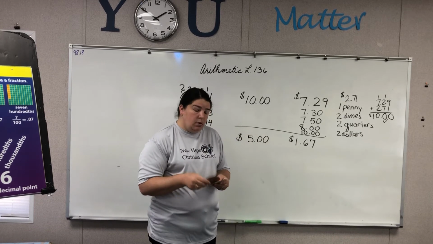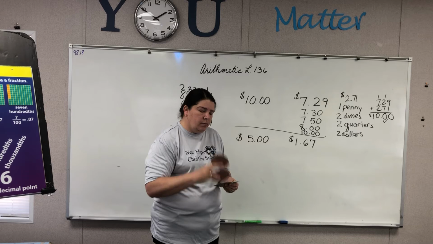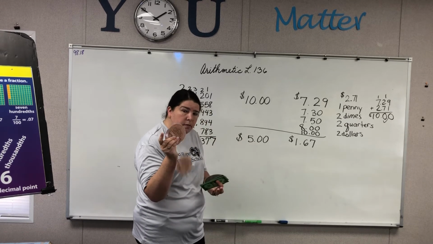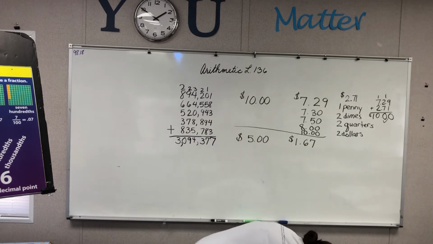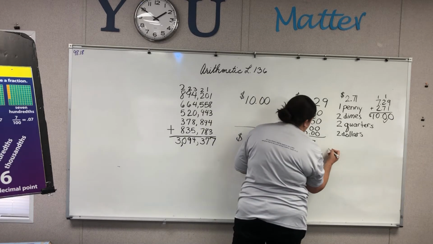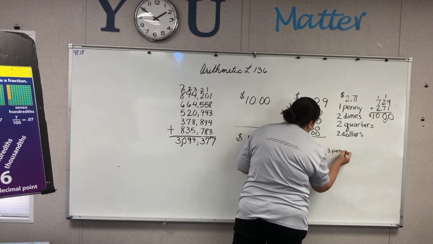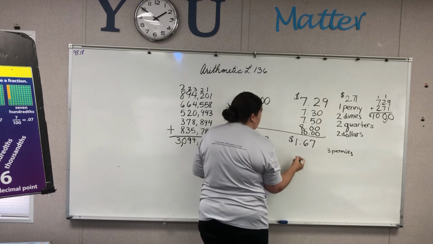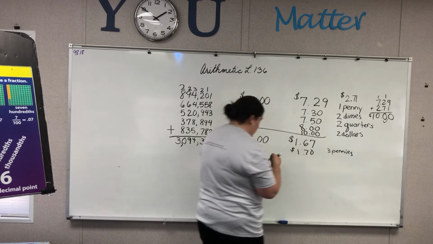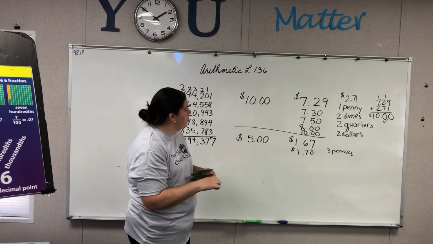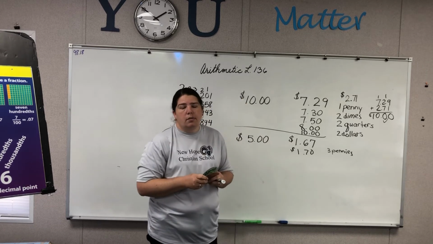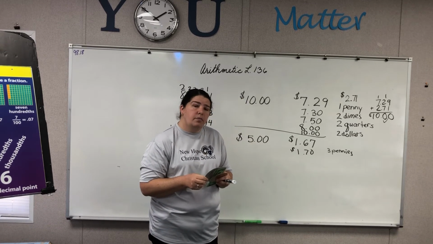$1.67, $1.68, $1.69, $1.70. How many pennies? I dropped one. 3 pennies. And that makes us, we said $1.70. Okay? Now, we're at $1.70. Think about what we need next.